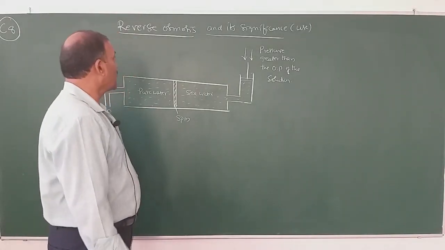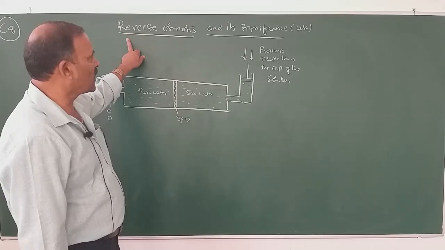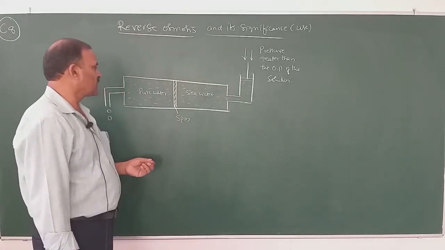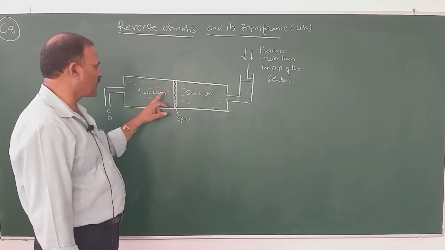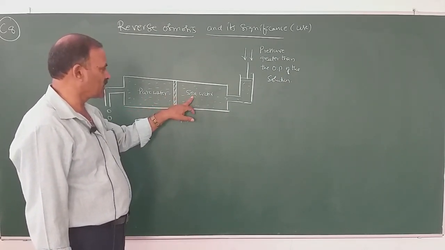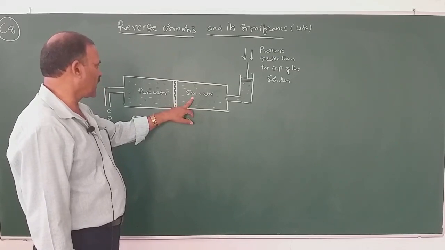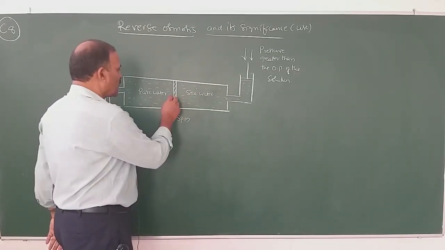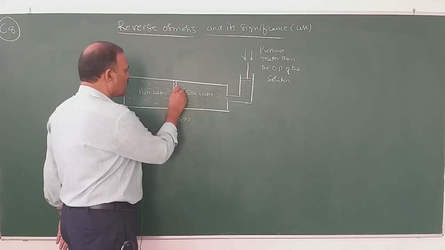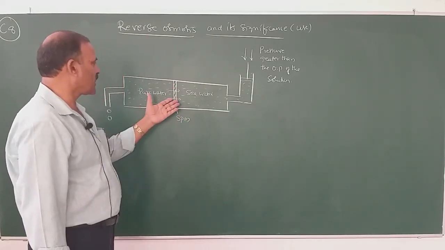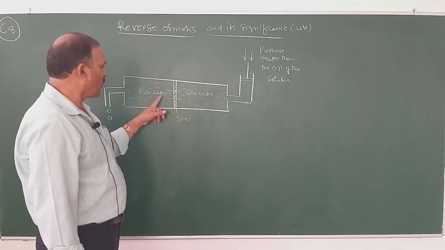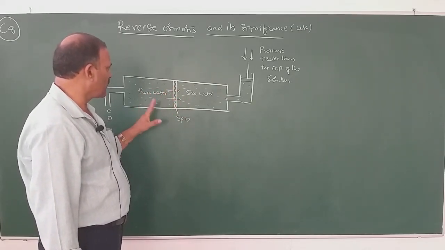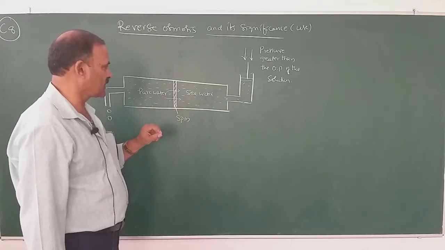So now we will study what is reverse osmosis and what is its significance or use. During osmosis, for example, this is pure water and this is seawater or the solution of sodium chloride. Due to osmosis, what happens? Pure water will flow into this solution. This process is known as osmosis. The flow of water into the solution through a semi-permeable membrane is known as osmosis.